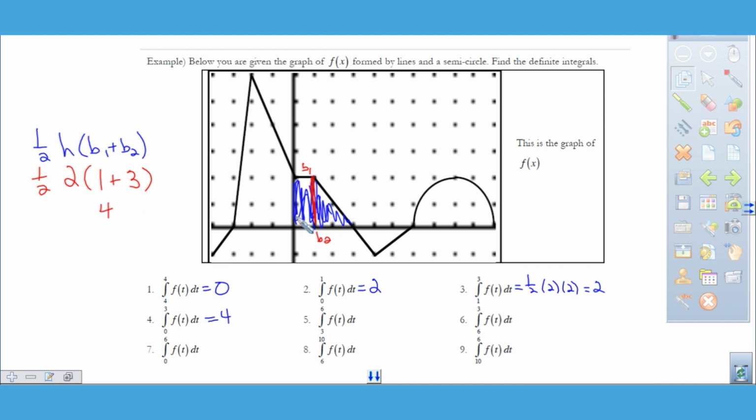So you can either do the area of the trapezoid, but because we had previous knowledge of those two areas, from 0 to 1 and then from 1 to 3, you can just simply add those together. So it did work. It's crazy, I know.